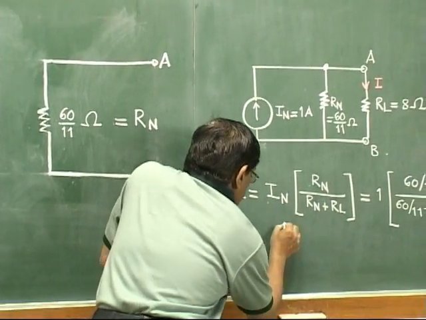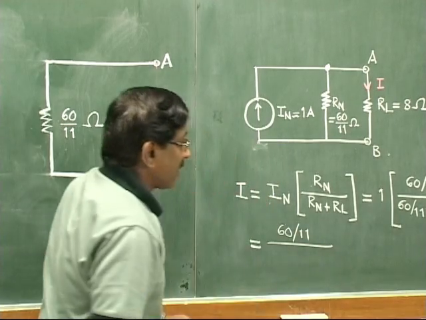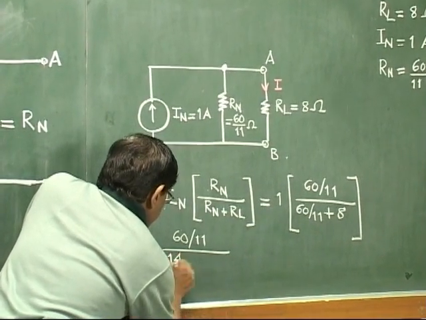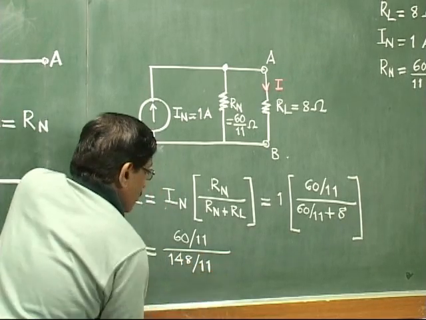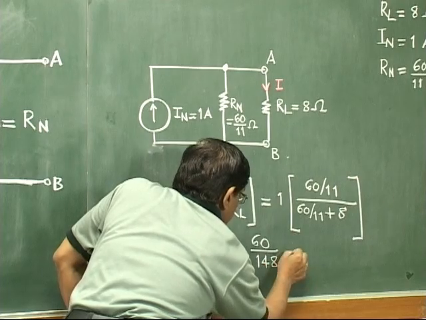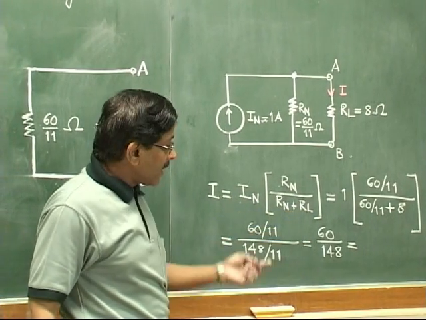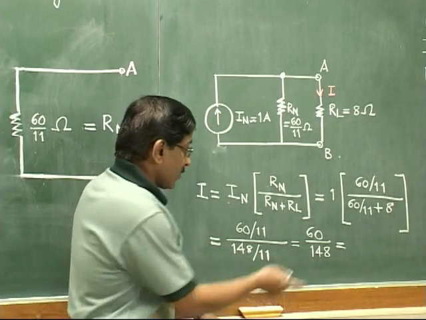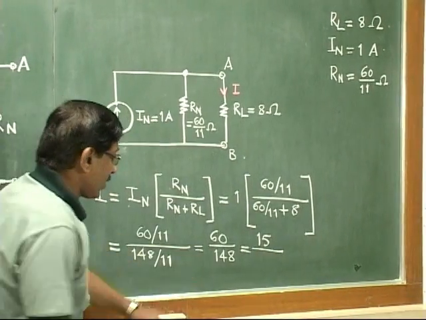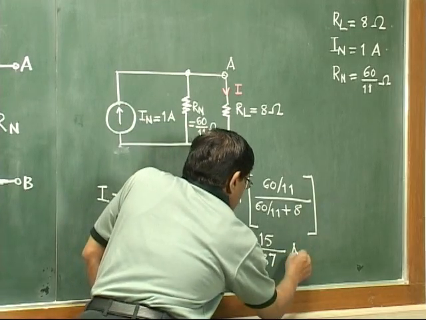So it will be 1 into 60 by 11, which is 60 by 11, and in the denominator this sum will be 88 plus 60, so 148 by 11. So finally it goes to 60 divided by 148. If we make it simpler, we can divide both numerator and denominator by a common factor, say 4. So 60 divided by 4 is 15, and in the denominator it will be 37. Okay, so this is the final answer.